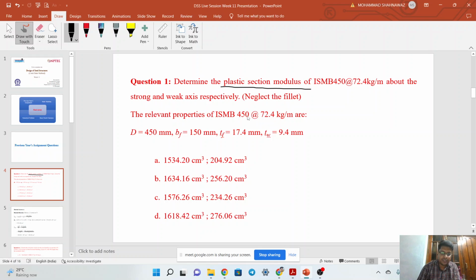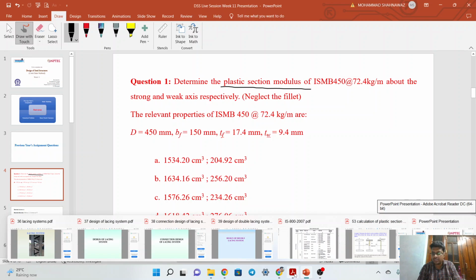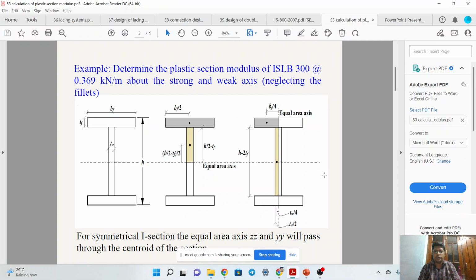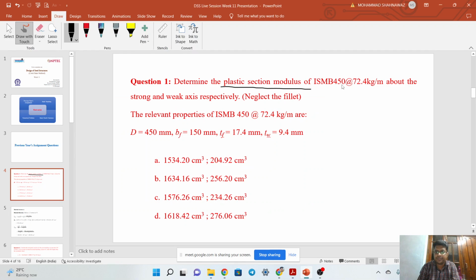So now we will move further. You have to calculate the plastic section modulus. I will just share a slide, sir, in which it will be better for you to see this hint. Have you written down the dimensions which are required? No, actually, I have not written it up. Please write it down: just write the relevant properties of ISMB 450.